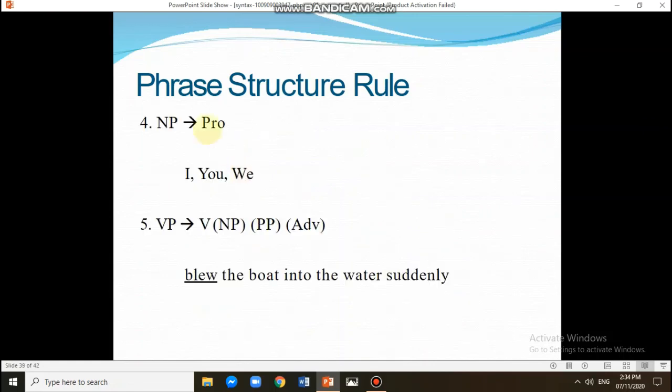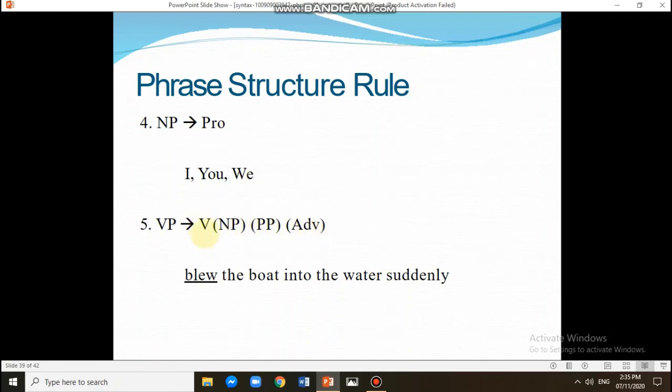Let's continue with the rule. Noun phrase. So, katong giingon nako ganina nga pwede ra pronoun ra ang naa sa ubos sa noun phrase. So, the pronouns I, you, and we are the examples. Next is the structure of verb phrase. So again, these are the compositions of verb phrase. Verb, another noun phrase, prepositional phrase, and an adverb.